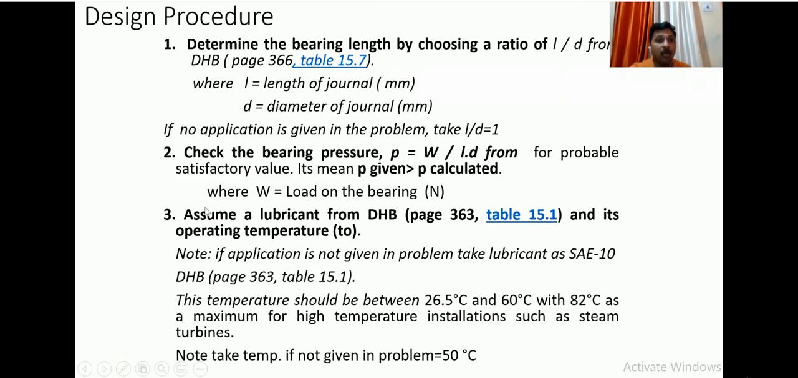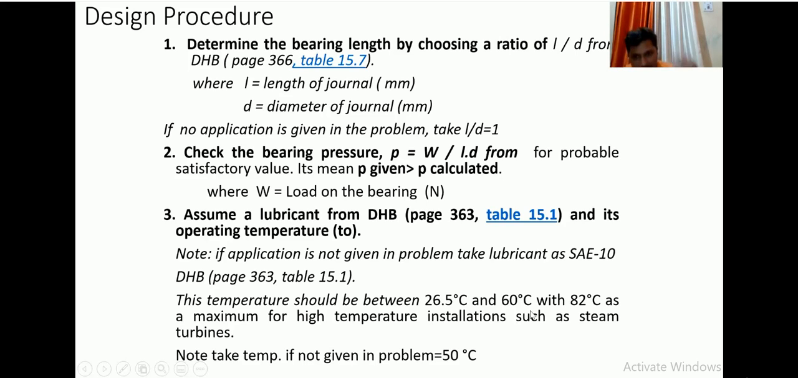Okay, and the specific gravity at 15 degrees is 0.8894. Okay, so in the third step, we have to select the particular oil for the particular application. If the operating temperature is not given, we assume it is between 26.5 degrees and 60 degrees.